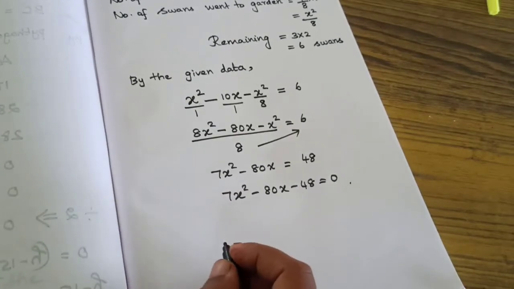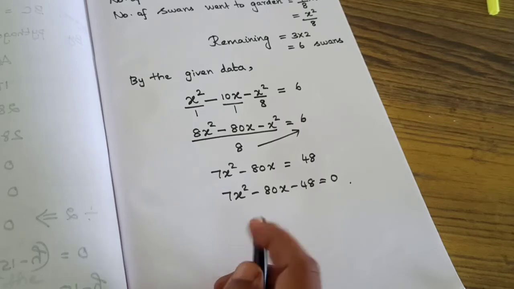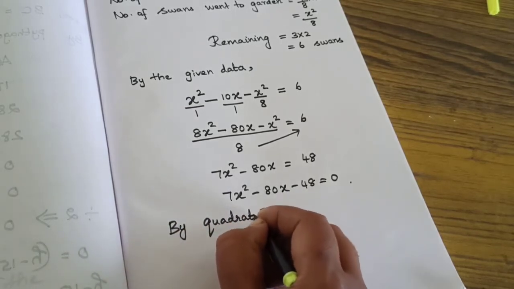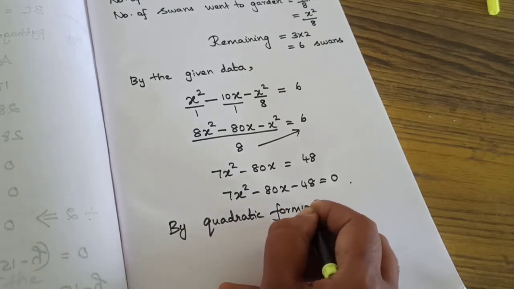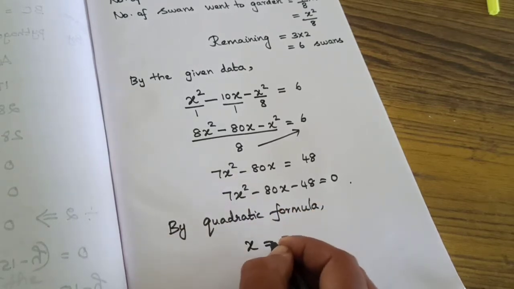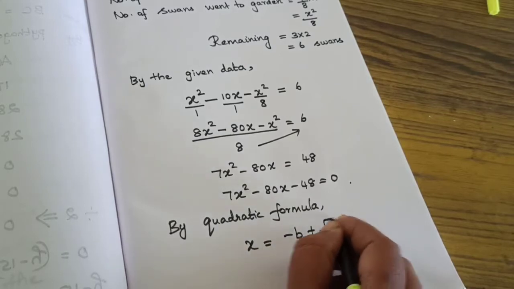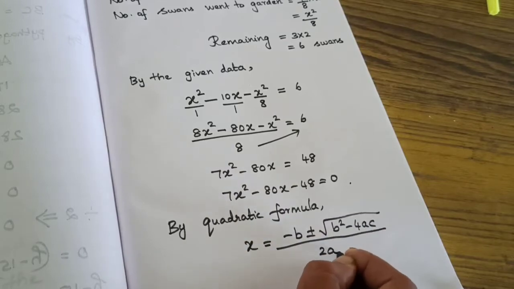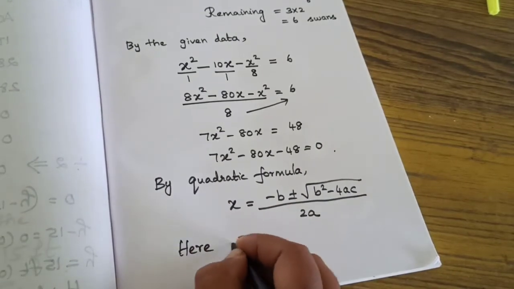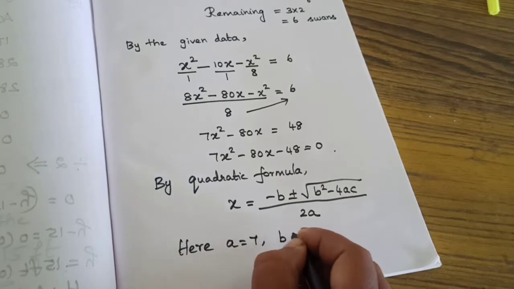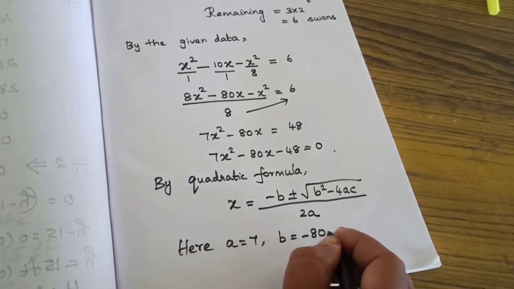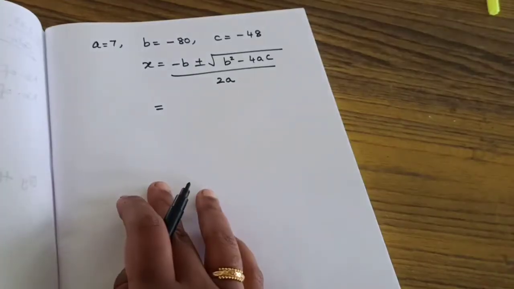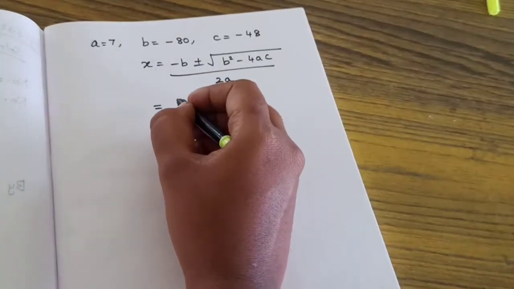Shall we solve now using the formula method? Okay. So by the quadratic formula, what is that? x equal to minus b plus or minus square root of b square minus 4ac by 2a. So here, what is a? 7. b is minus 80. c is minus 48. Okay, good. Listen dear students, I wrote the formula.